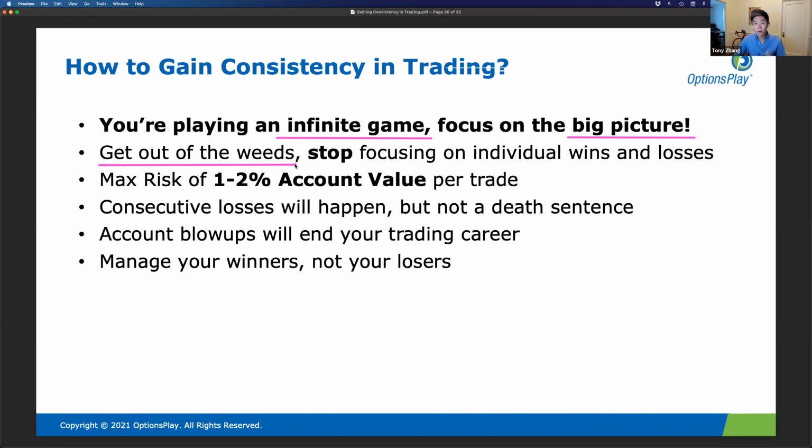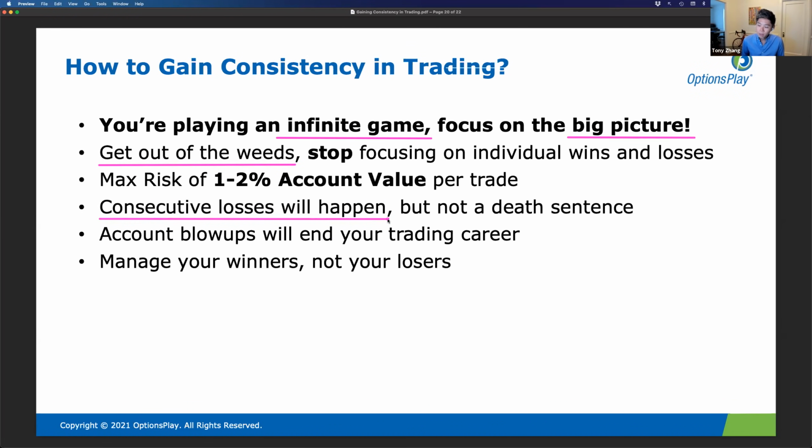There are rules around when you take profits and when you take losses. You don't need to have emotional ties to a trade. Just stick to the rules. It's either a trade that's at a take profit or a stop loss. And guess what? Sometimes consecutive losses will happen. That's okay. Consecutive losses are not a death sentence.